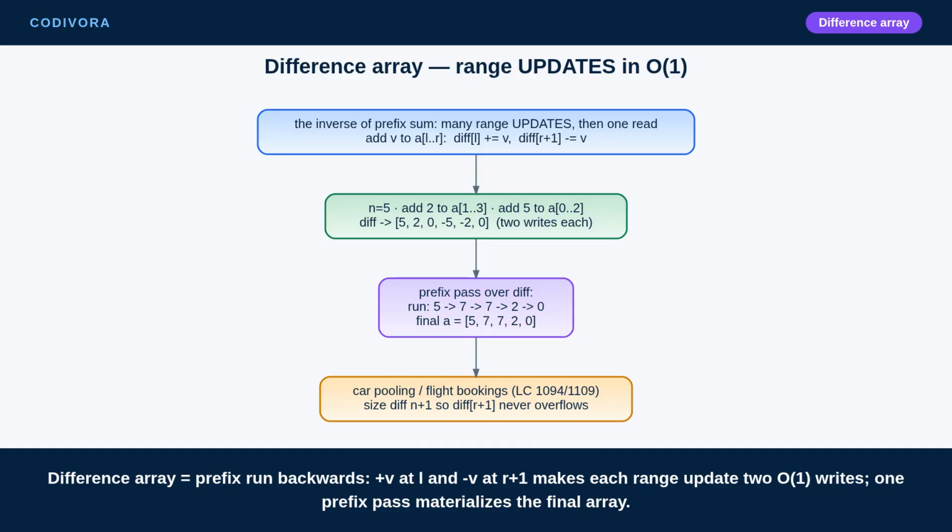It is prefix sum run backwards, and it is how seat booking and flight booking systems apply bulk changes. Size the difference array 1 longer, so the minus V just past the end never falls off.